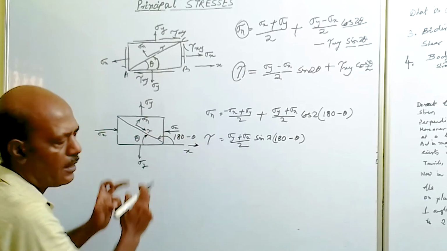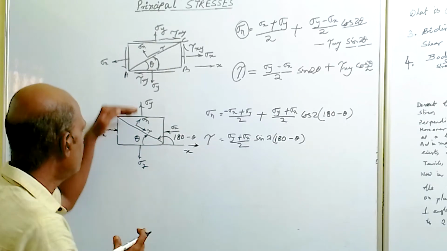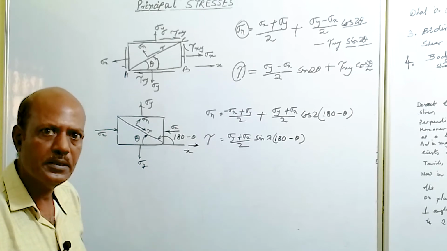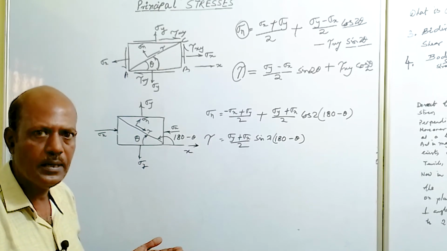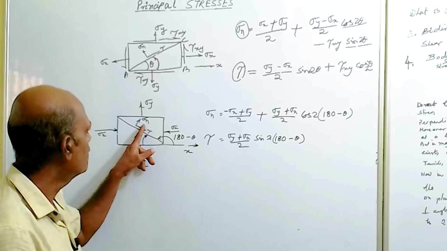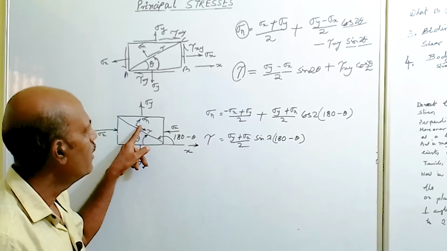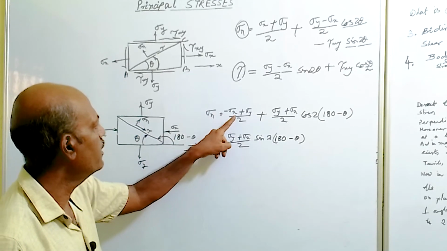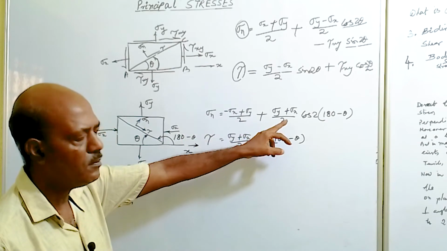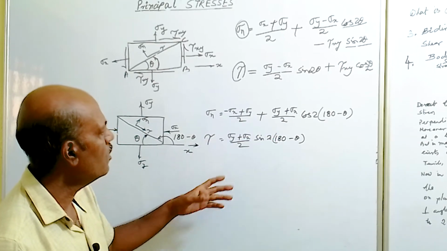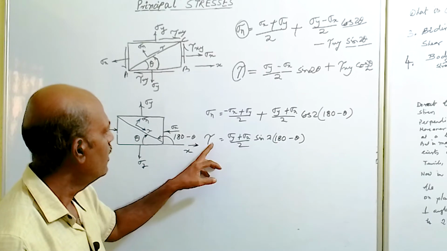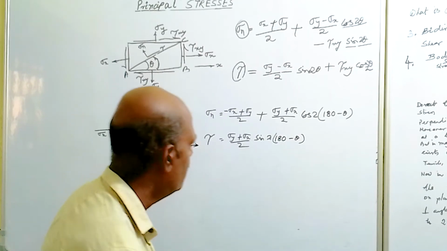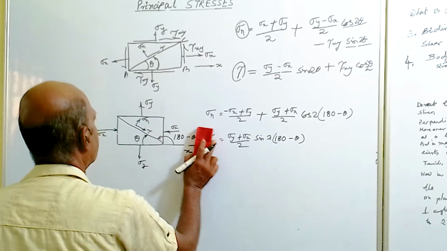If the body is under sigma x compressive stress and sigma y tensile stress, and the inclined plane makes an angle theta with x direction in clockwise sense, then the equations are: sigma n is equal to minus sigma x plus sigma y by 2 plus sigma y plus sigma x by 2 cos 2 into 180 minus theta, and tau will be sigma y plus sigma x by 2 sin 2 into 180 minus theta. Now we'll see another case.